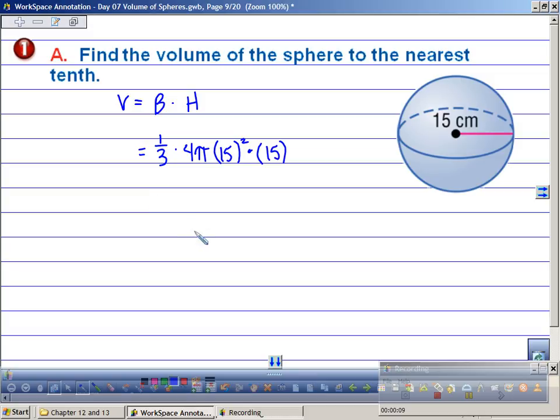Like I said, to cube on a calculator, you just do the little caret symbol and then put 3. Ready? So if I put that in a calculator, I get 14,137.2 centimeters cubed.